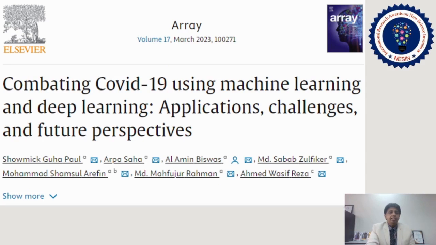So this is another recent publication, that is combating COVID-19 using machine learning and deep learning, application, challenges, and future perspective. So this is published in Array, Elsevier.